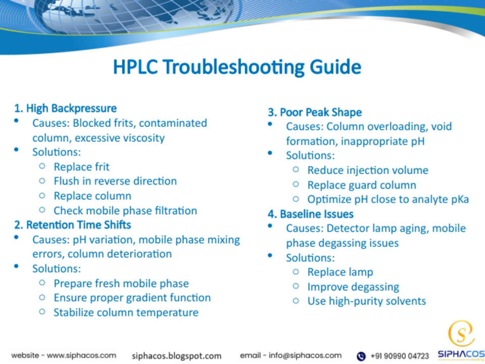Finally, let's talk about baseline issues. These can stem from detector lamp aging or problems with degassing the mobile phase. Replacing the lamp can often resolve this, as can improving the degassing process. Using high-purity solvents also helps maintain a stable baseline. Understanding these common issues and their solutions is essential for maintaining the performance of your HPLC system and ensuring accurate, reliable results.